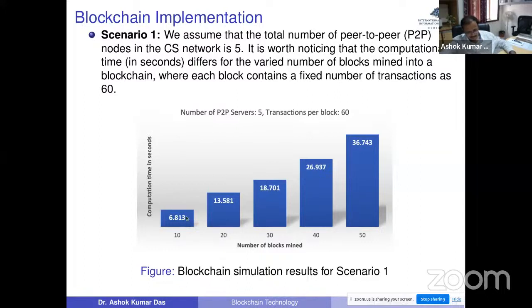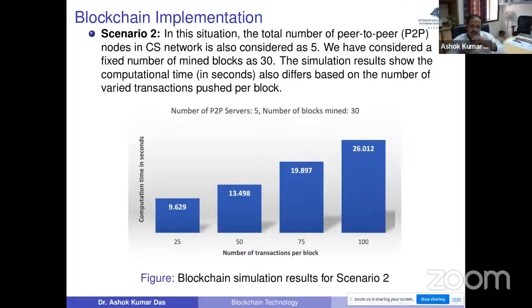Then we have seen that when the number of blocks mined is more, that requires more time, because when the number of blocks is more, it requires the broadcasting of the blocks among the peer nodes. Then block verification times will be more, etc. And due to that, your computational time obviously will go up.